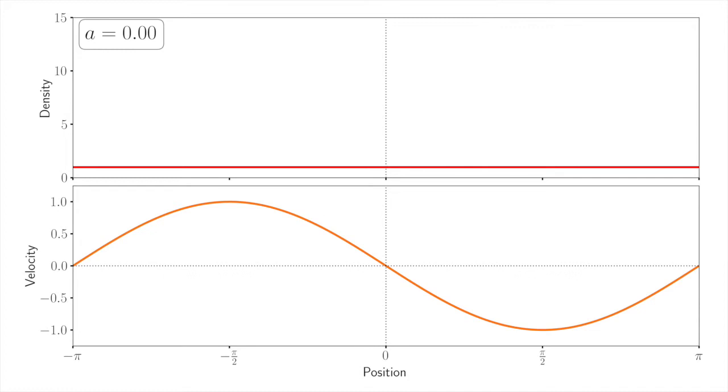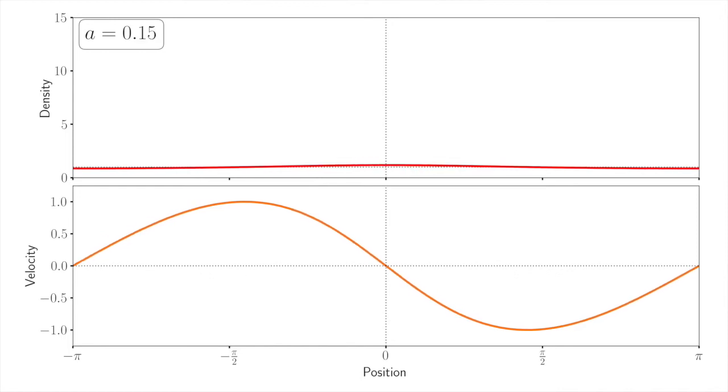Now we're looking at the density in the top plot, and on the bottom we show the phase space sheet, which shows the velocity as a function of position. Our initial conditions are just that we start with a uniform density of particles and a sinusoid in their velocities. So we're essentially studying just a Fourier mode.